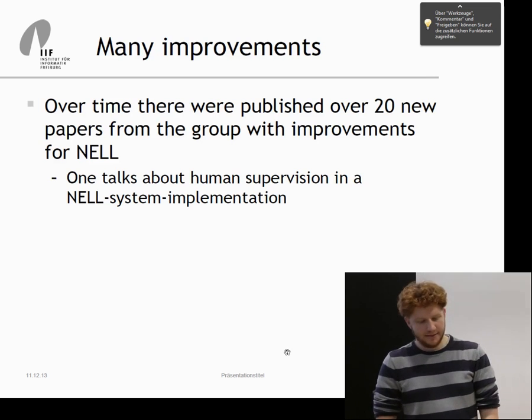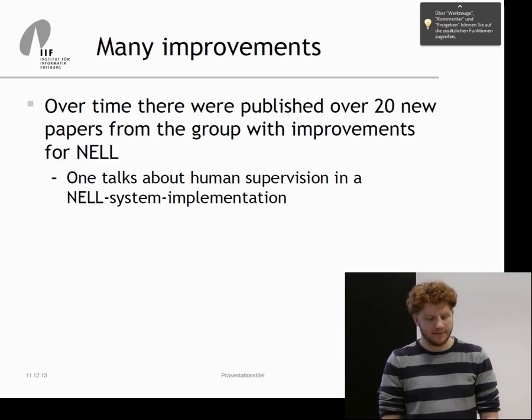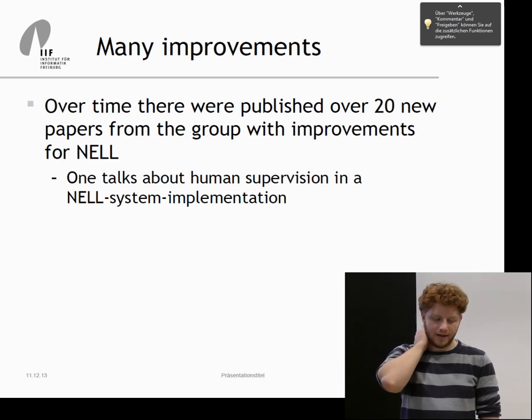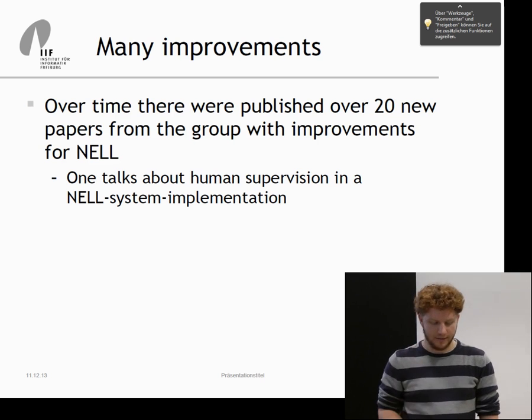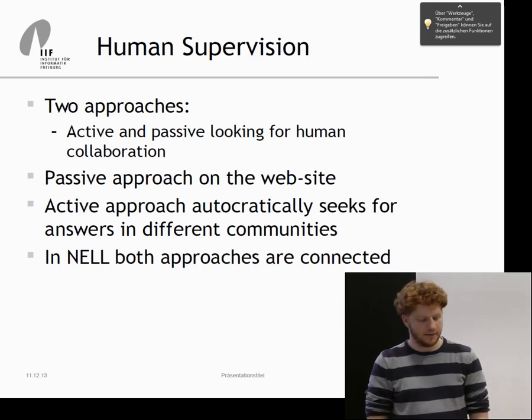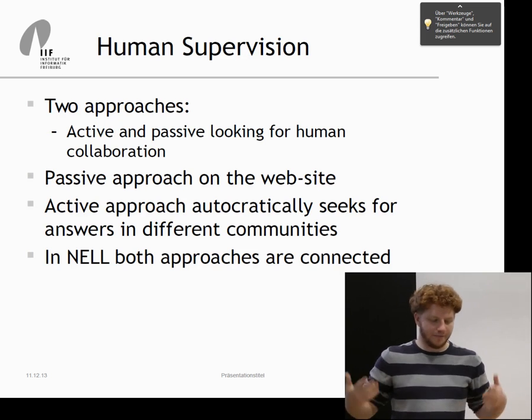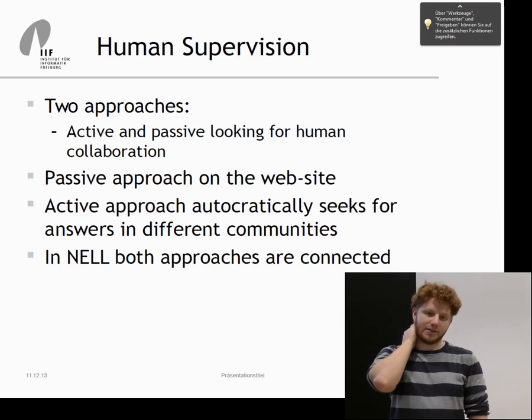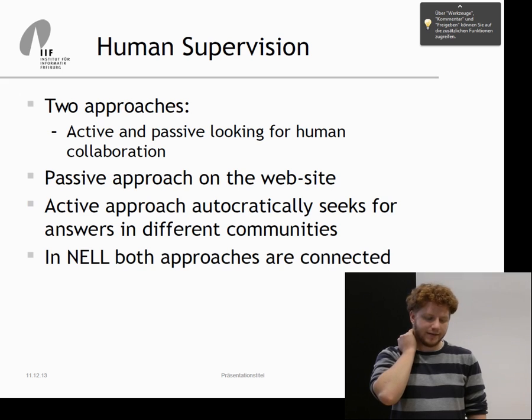Over the years, it's only 3 years, but there were many improvements by the original research group. There were 20 published papers in the 3 years. I can't talk about all the improvements, but I will show one especially. It's about human supervision in such a system. And like we saw, there are two approaches of human supervision in the system, one active and one passive.